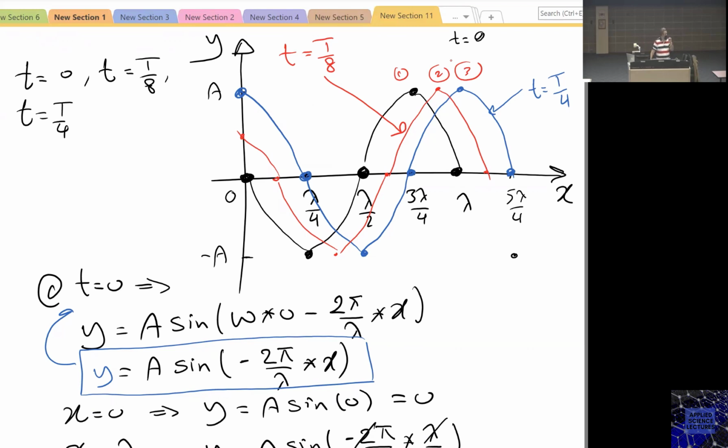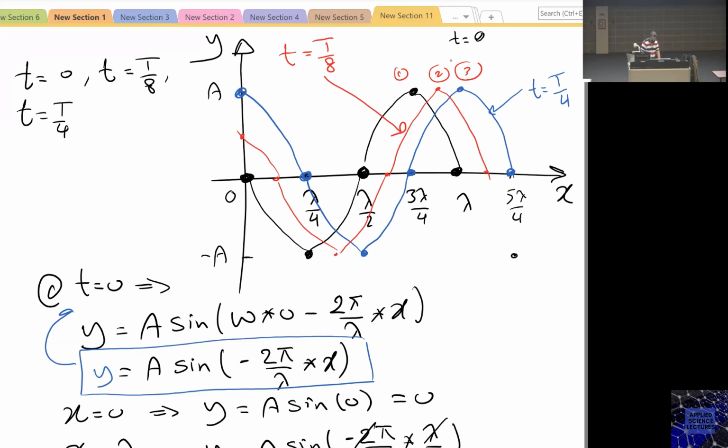Now we plotted the wave at the 3 moments, t equals 0, t equals T over 8, and the next one t equals T over 4. Notice that at t equals 0, this peak was at 1. At t equals T over 8, this peak moved to 2. At t equals T over 4, that peak moved from 2 to 3. So the wave is moving. The whole wave is moving.